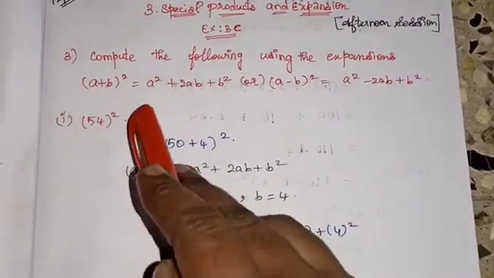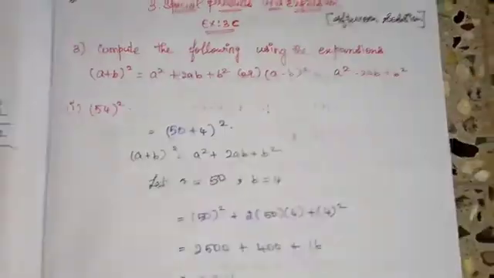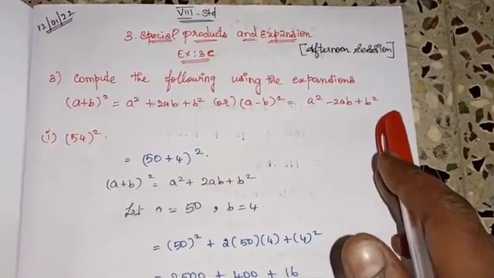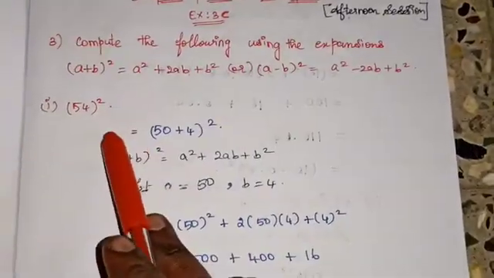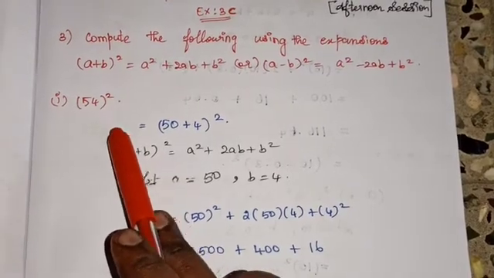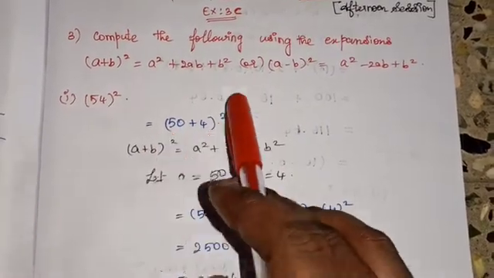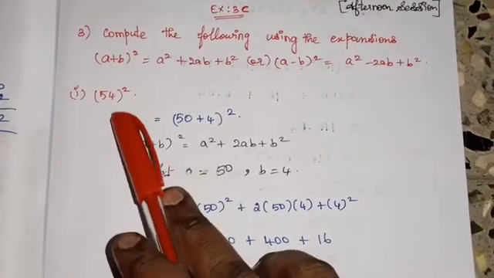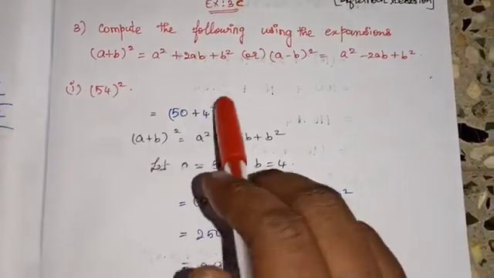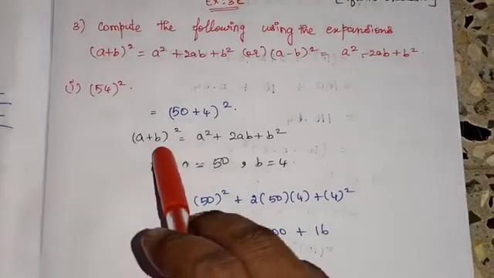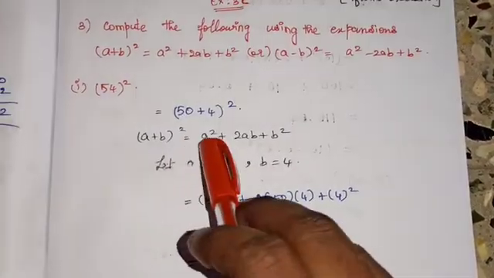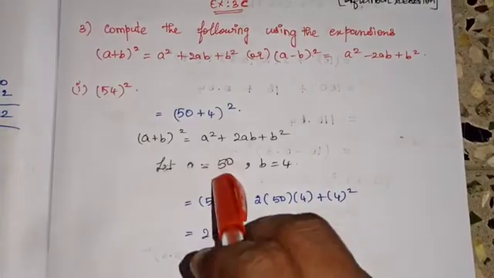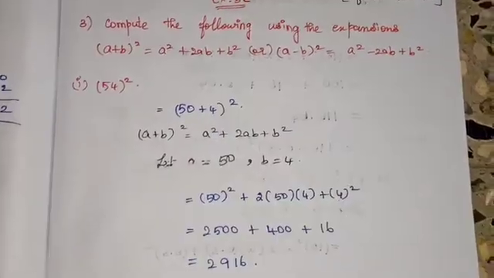(a + b) whole square is equal to a square plus 2ab plus b square, or (a - b) whole square is equal to a square minus 2ab plus b square. So the first one, 54 whole square. The 54 is written as 50 plus 4 the whole square because you know the formula. In the model of the formula, 54 is written as 50 plus 4. It looks like (a + b) whole square, which is equal to a square plus 2ab plus b square. So let us consider a is equal to 50, b is equal to 4.